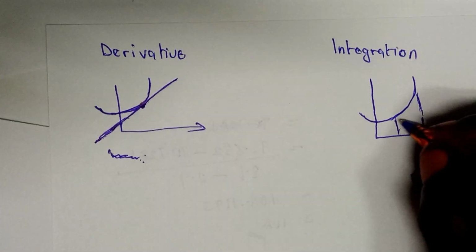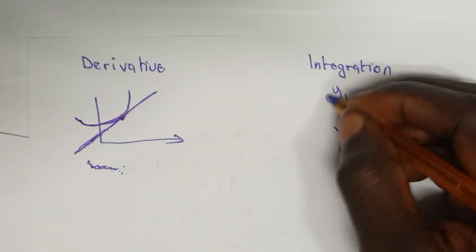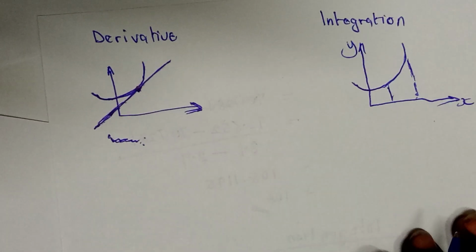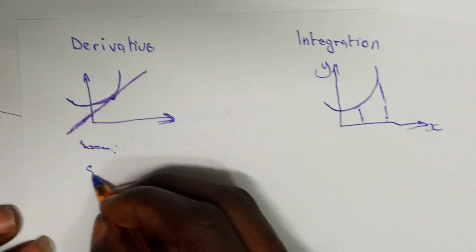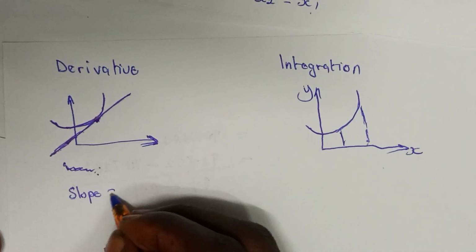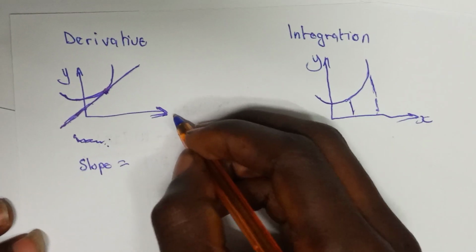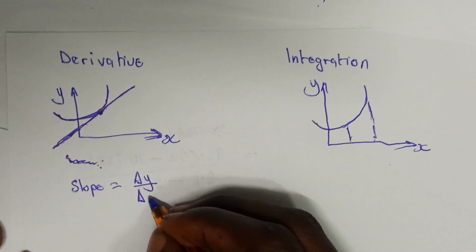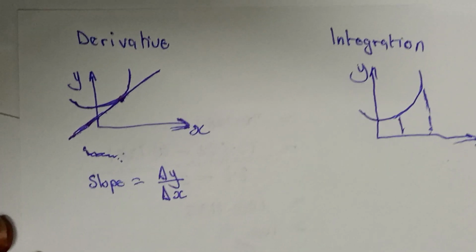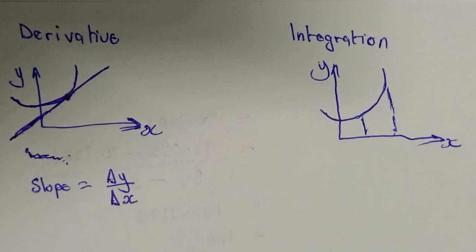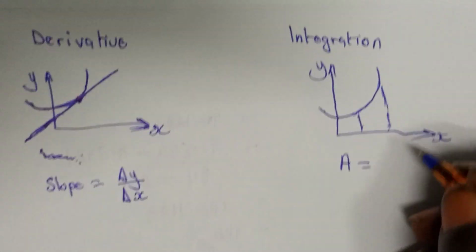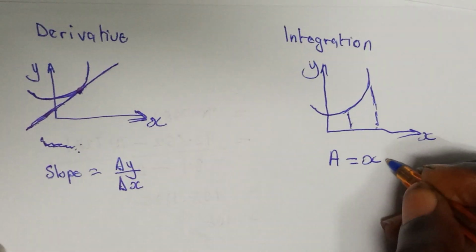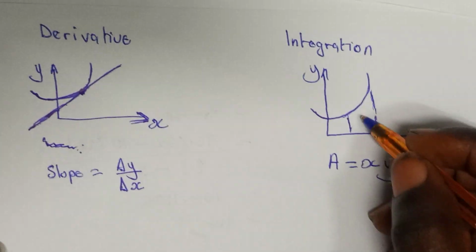Okay, so this is our x and this is our y. In derivative, we calculate the slope, which is we divide the y by x. That's change in y over change in x. In integration, we mostly find an area, which is we multiply the x by y. So that's the area.